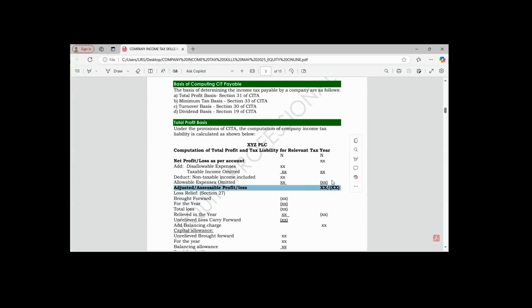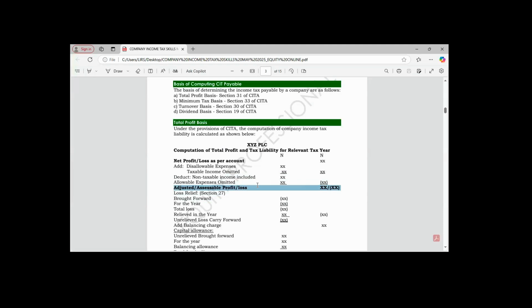You have a loss if you have what? Negative. You have a profit if you have what? If you have positive. Please, for a company, the adjusted profit is also the same thing as the assessable profit. Please, let us take note of that.